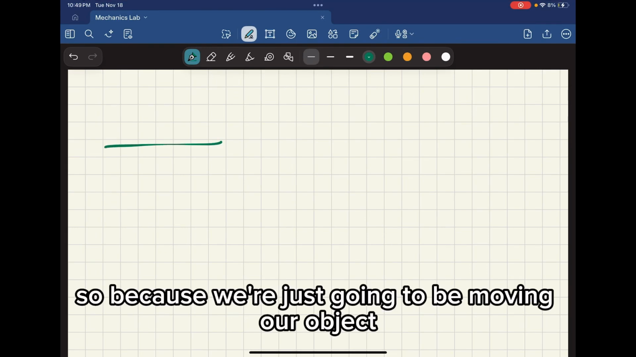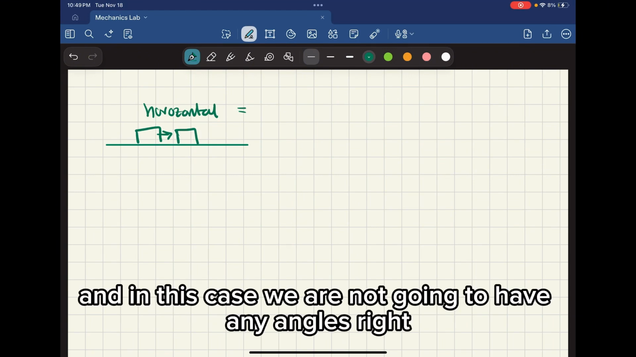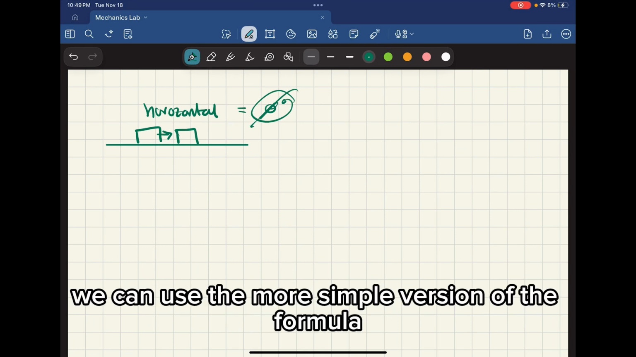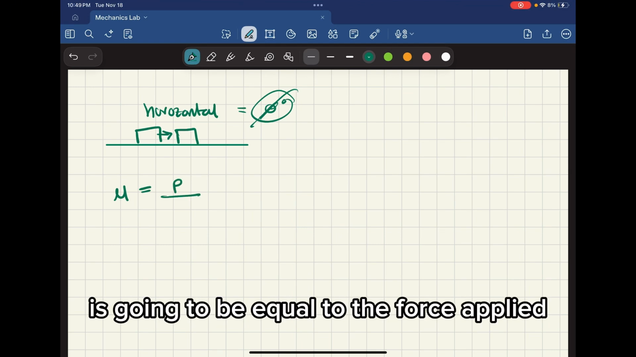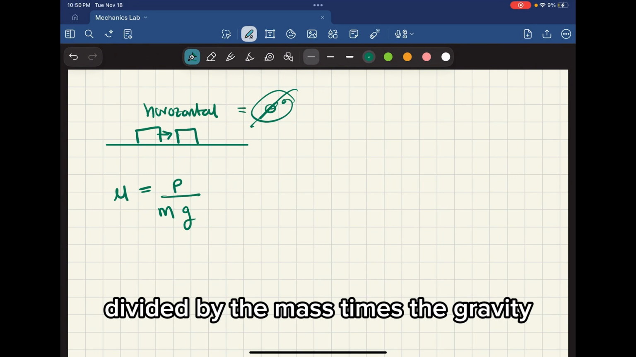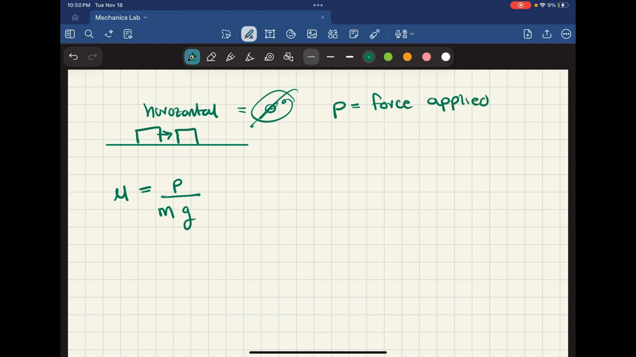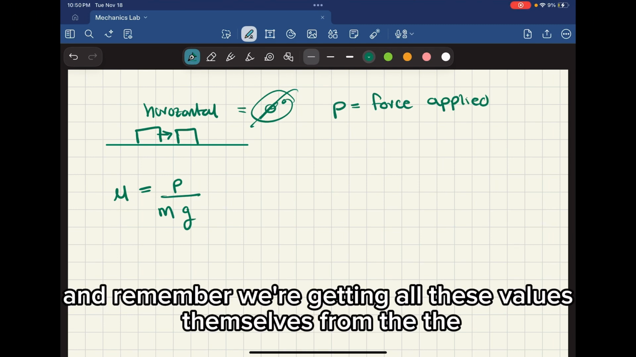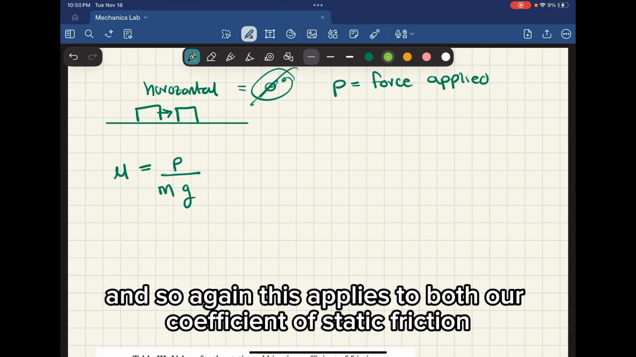Because we're just going to be moving our object along a horizontal surface, and in this case we are not going to have any angles, we can use the more simple version of the formula, where the coefficient of static friction is equal to the force applied divided by the mass times gravity. And again, we'll just say that P stands for the force applied. And remember, we're getting all these values from the graph that we got. This applies to both our coefficient of static friction and our coefficient of kinetic friction.